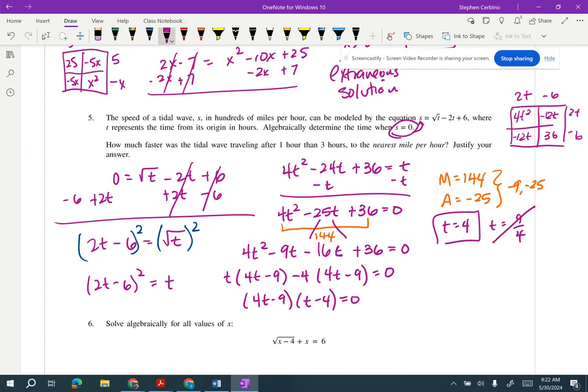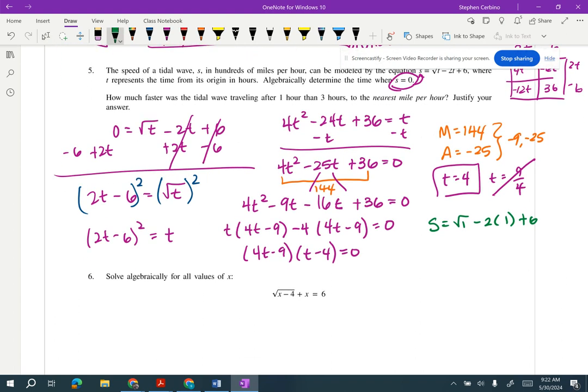The second part of the question says, how much faster was a tidal wave traveling after 1 hour and 3 hours to the nearest mile per hour? So this is asking us to plug in a time of 1 and a time of 3 and just subtract two numbers. So to answer that second part, I would have to say, well, what is s when t is 1? So we can say s when t is 1 is 1 minus 2 plus 6. So that's going to be 7. And what is s when t is 3? So I can plug in the square root of 3 minus 2 times 3 plus 6. And that's going to be a decimal. That won't be so easy to find.